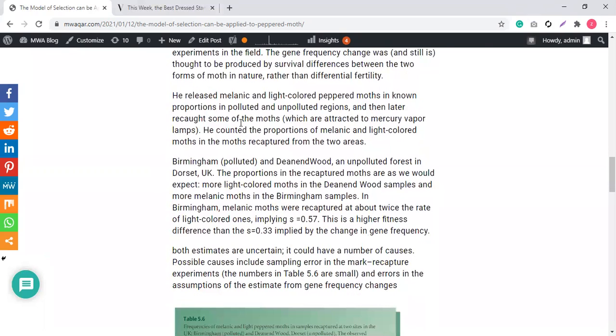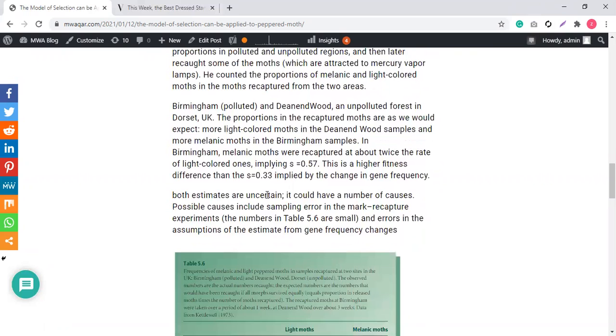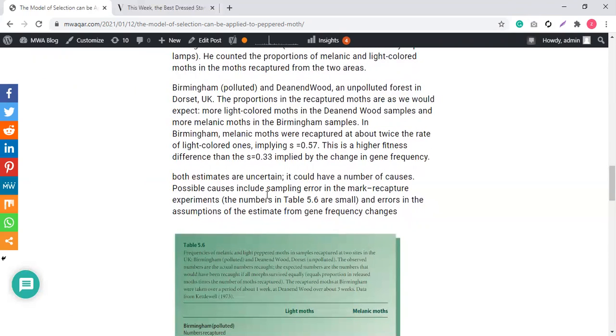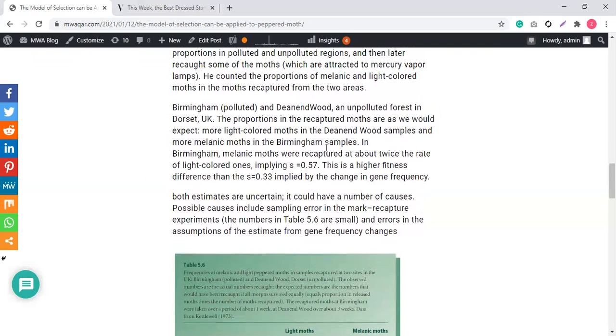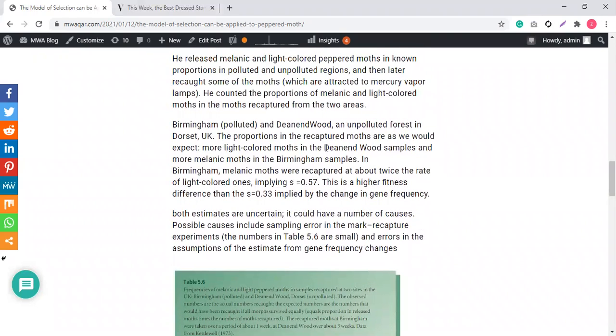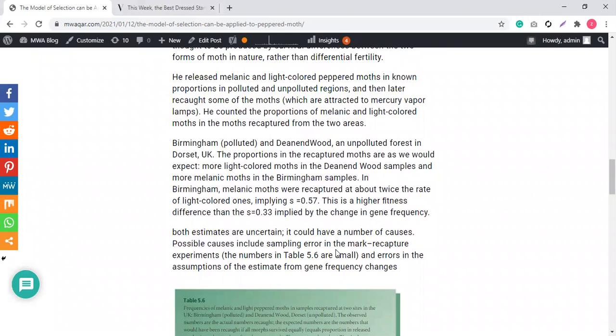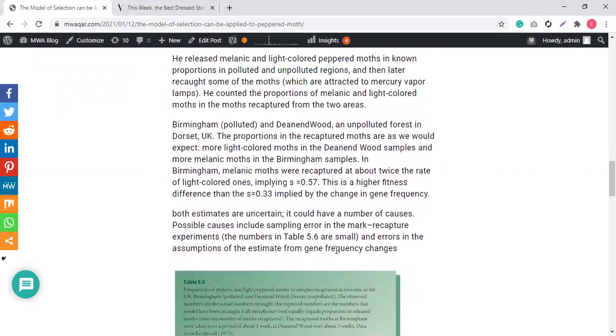So now see where we are. Yes, this is a higher fitness difference than our previous case. Both estimates are uncertain. It could have a number of causes, because both the cases have a difference in their readings. The possible causes include sampling error in the mark-recapture experiments and errors in the assumptions of the estimate from the gene frequency changes. These are the two errors. I hope everything is clear.